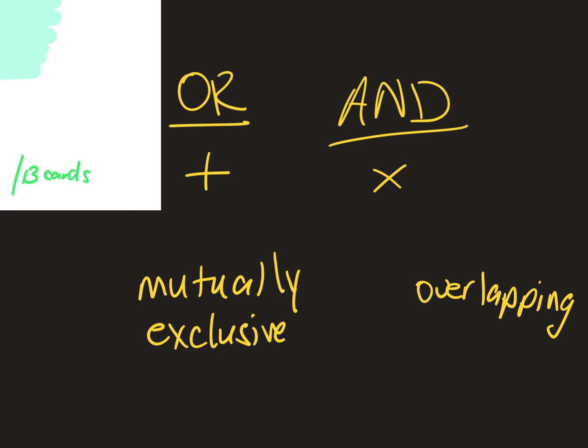It's like, what's the probability of getting a king or a 10? Are there any cards in a deck that have a king on them and a 10? No, those two things are mutually exclusive. But if I say, what's the probability of getting a red or a jack? Those are overlapping because in a deck of cards, is there a red jack? Yes, there's two. So understand the difference between those things, okay?